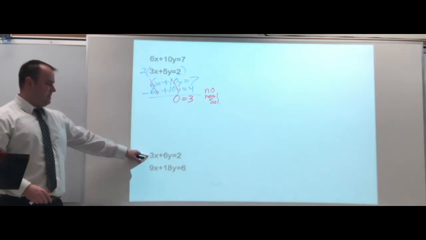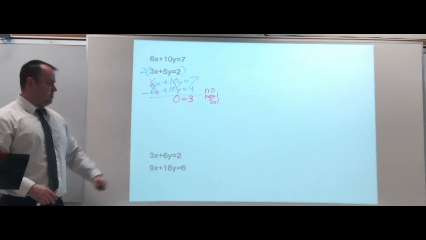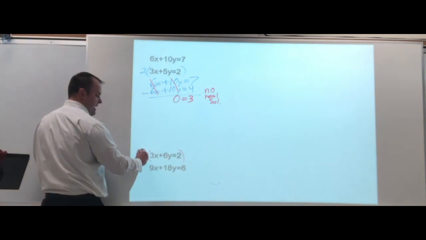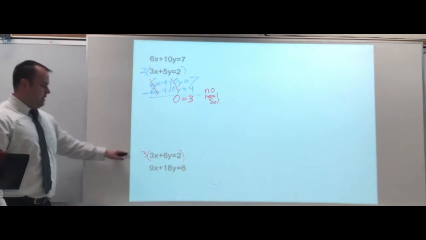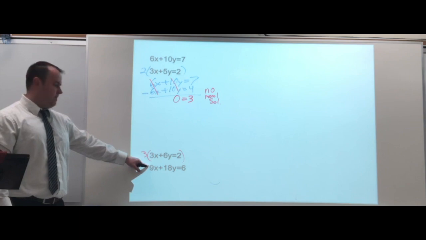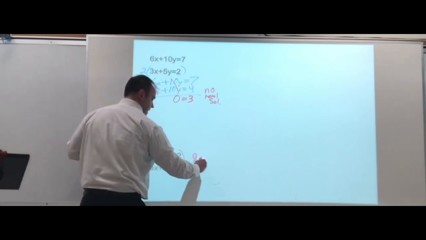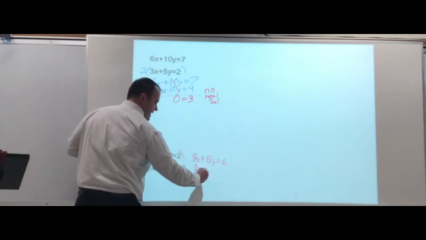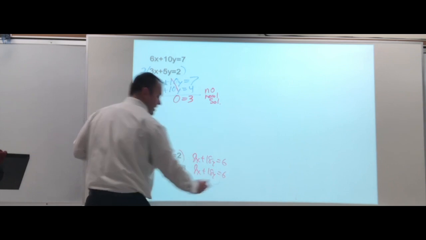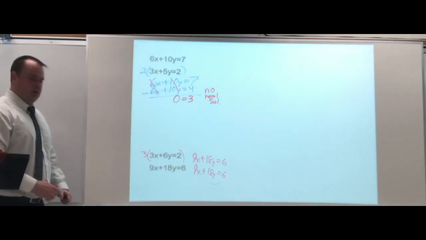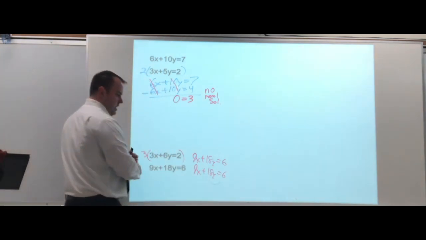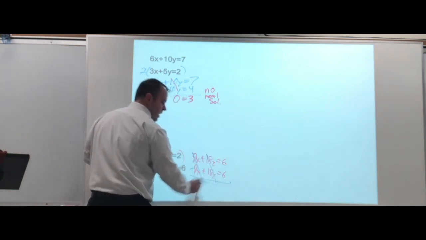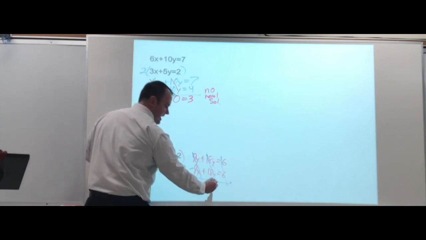Here we have 3x plus 6y equals 2, and 9x plus 18y equals 6. The similar thing is going to happen here. I'm going to multiply that top one by 3, to make these the same 9 coefficients. So I get 9x plus 18y equals 6. Right away I should see that I have the same equation on the top and bottom once I multiply through. And when I subtract these, the x's cancel out, the y's cancel out, the 6's cancel out.